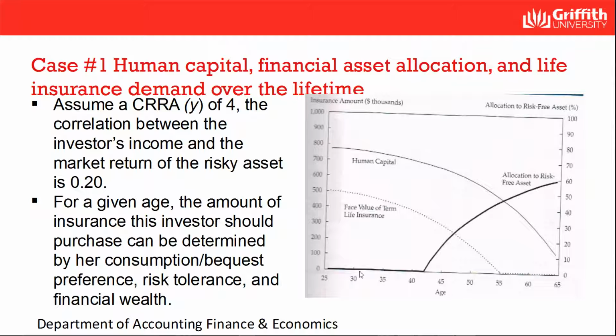So you can see as time goes on here, as her age increases, her human capital decreases, as we know, and in direct proportion to that, the face value of her term life insurance also declines until age 55, and then it flattens out. Allocation to the risk-free asset is 0 up until around age 42, and then it increases.